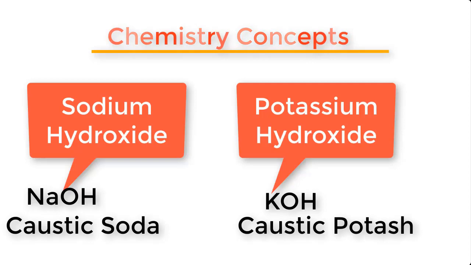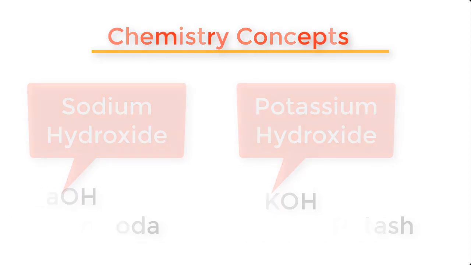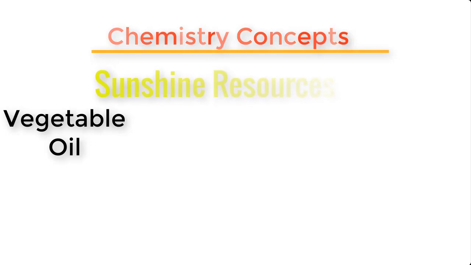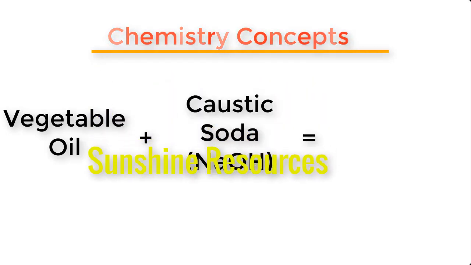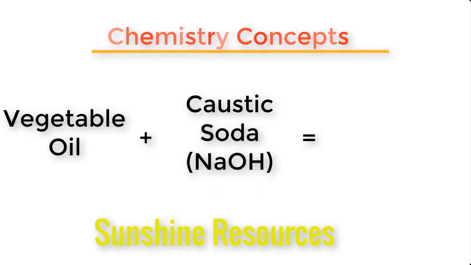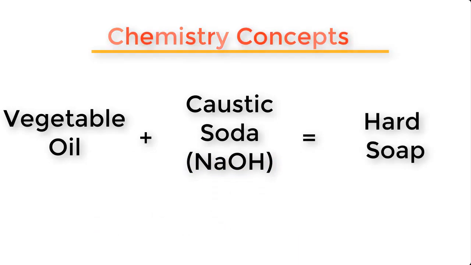Now let's observe these reactions and their product. When you react vegetable oil and caustic soda, that is sodium hydroxide, you will get a hard soap. Let's take note of that. When you combine vegetable oil and caustic soda, you will get a very hard soap. So this is what we do when we produce either bar soap or toilet soap. We simply add vegetable oil to caustic soda, that is sodium hydroxide.